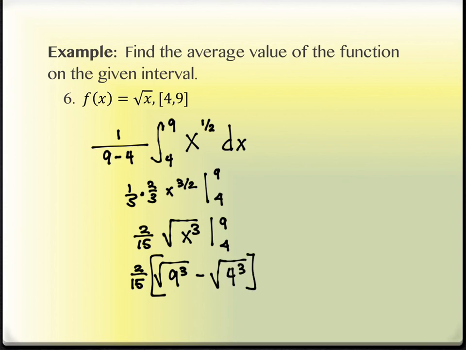Now your calculator can do that for you pretty nicely. These are actually really nice values. I would encourage you not to actually cube before you square root. 9 and 4 are perfect squares, which means square rooting them will be nicer than turning it into a power of 3 and then square rooting, okay?